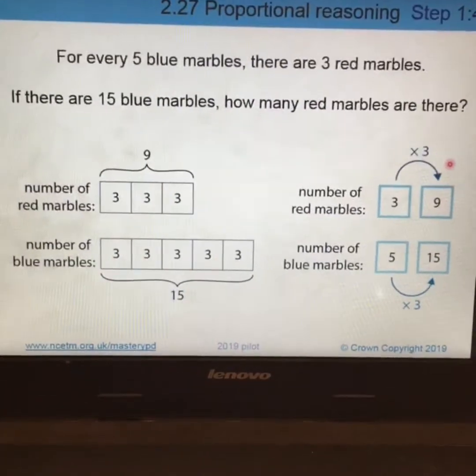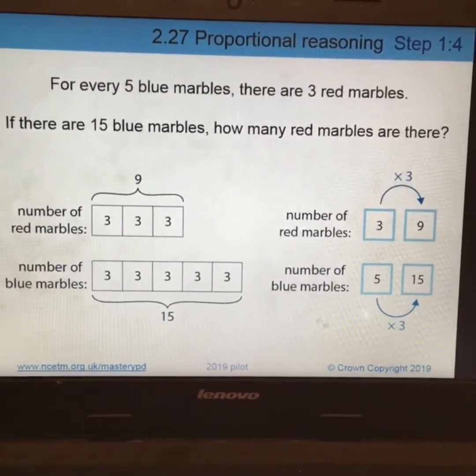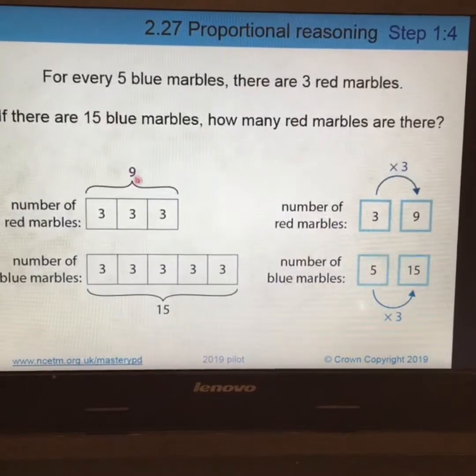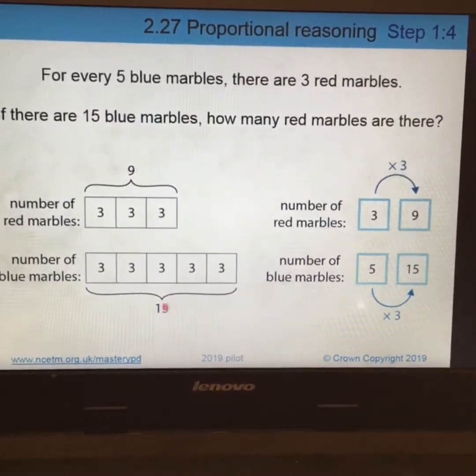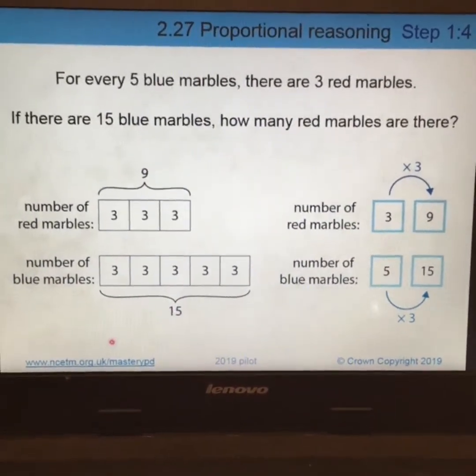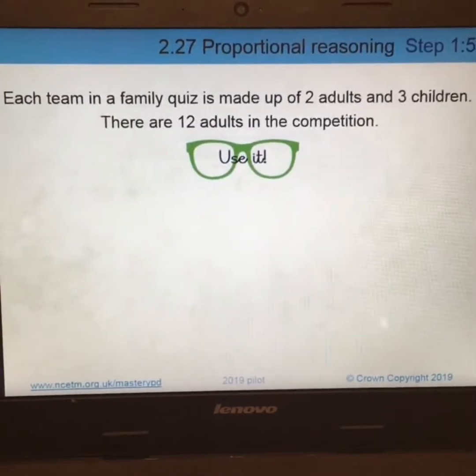So with this one, the last bit was, how many marbles are there altogether? Well, there's 9 red marbles, there's 15 blue marbles, so altogether there's 24 marbles. Okay, there's your next question.